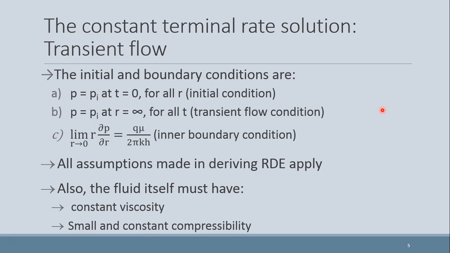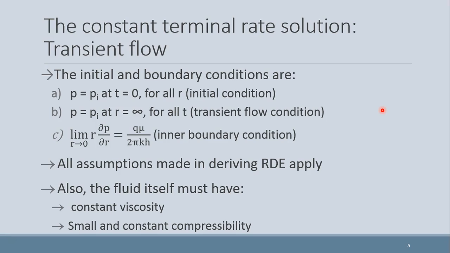And P is equal to Pi at r is equal to infinity. The reservoir appears to be infinite in extent. So r equal to infinity means, at all times in the transient state, the pressure at the outer boundary, which is at infinity, would be equal to Pi, the initial pressure.